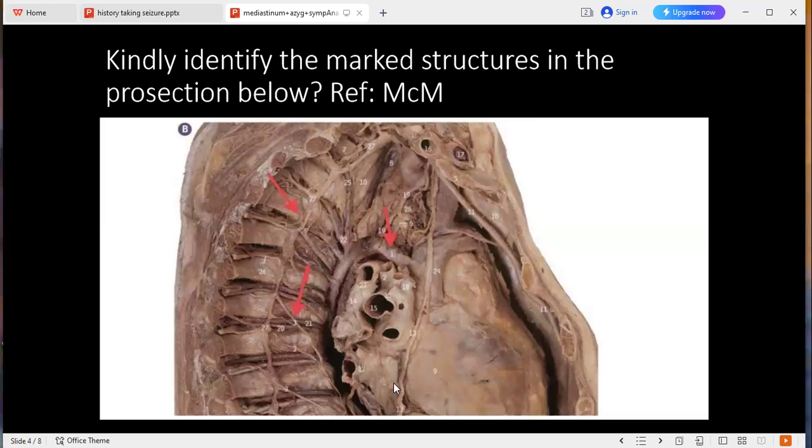If you're looking at this area over here, would you be able to identify the structures? Yes, ma'am. Numbers 2, 15, and 18, 12. Okay, can you identify what apertures these are.